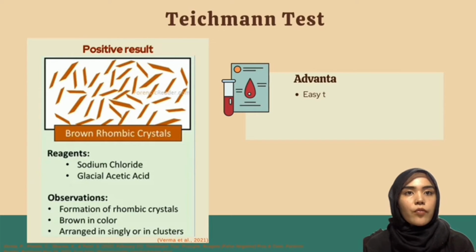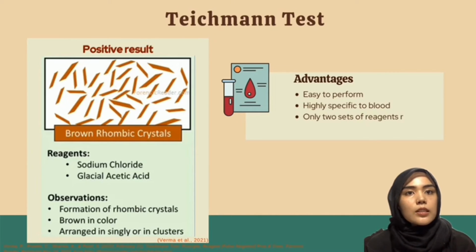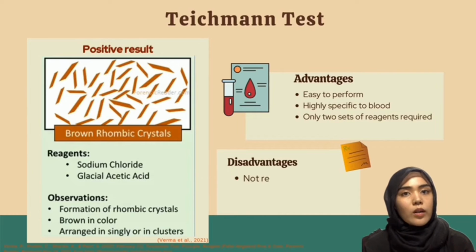The advantages of the Teichmann test. The advantages of this test include that it is easy to perform, as this test is really simple. Secondly, this test is highly specific to blood. And lastly, only 2 reagents are required. Meanwhile, the disadvantage of the test is that it is not reliable for all blood stains.